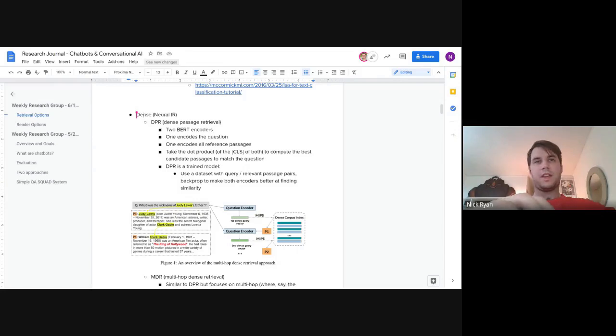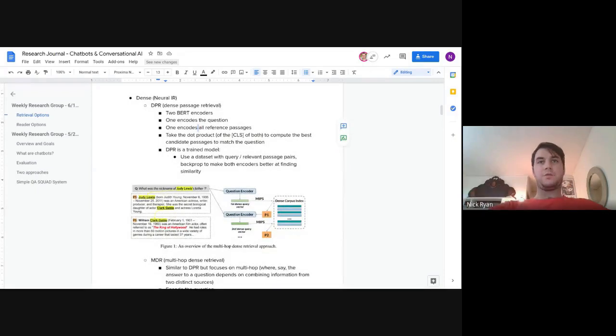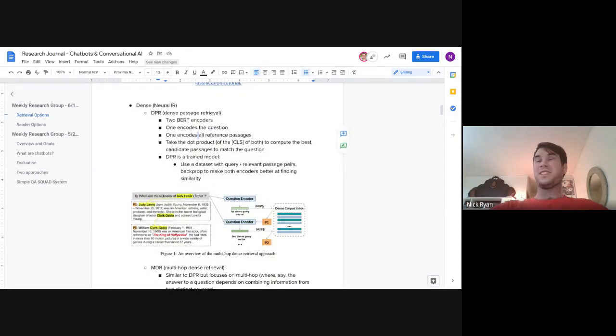So DPR, I think Facebook came out with this a year or so ago, and it's one component of their model, Retrieval Augmented Generation. But essentially, we are running our question and our passages through two separate BERT encoders. One is responsible for encoding the question, and one encodes all reference passages, and you take the dot product of the CLS token of each of these, and this gives you the similarity. And this whole model is trained end to end. This diagram is not for this; it's for the next model, so don't pay attention to the diagram yet.